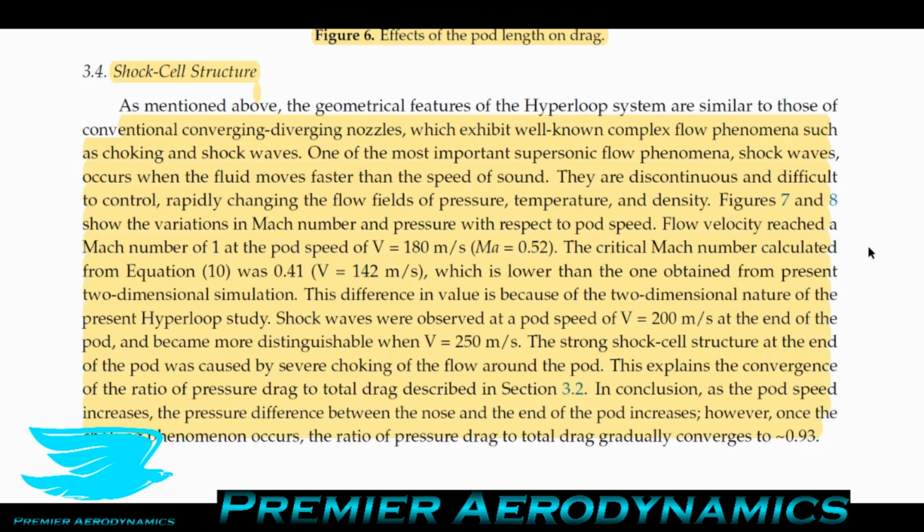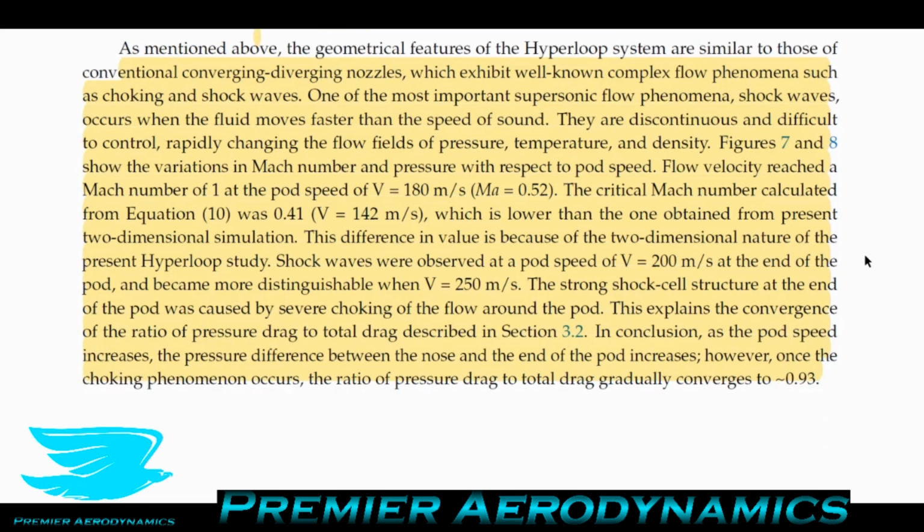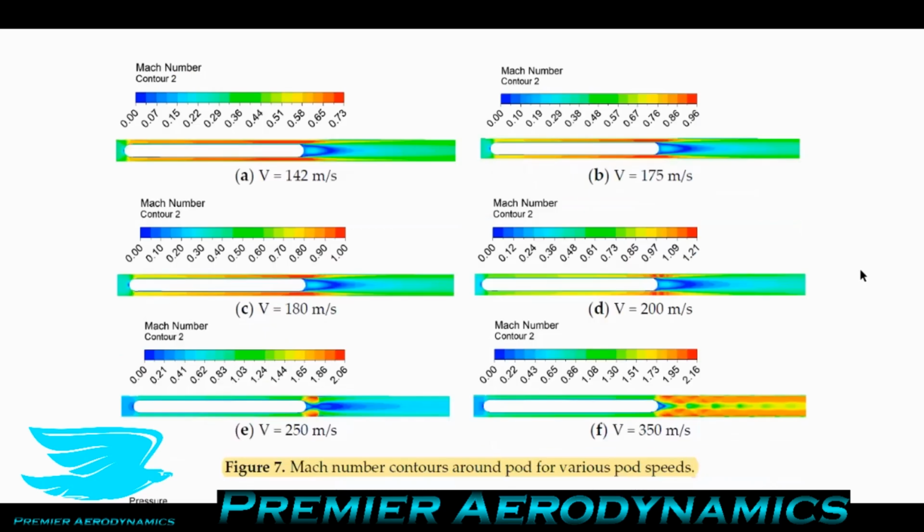So that's why you're going to get this choking, because the flow around this pod is now going to accelerate past the critical Mach number and even past the speed of sound, and that's when choking occurs. So in conclusion, as the pod speed increases, the pressure differences between the nose and the end of the pod increase. However, once the choking phenomenon occurs, the ratio of pressure drag to total drag gradually converges to 0.93, as we also saw in the first podcast.